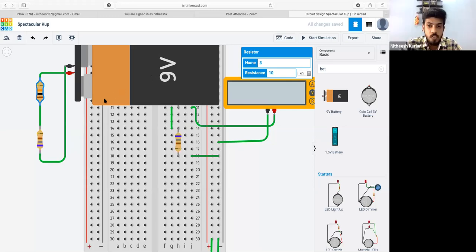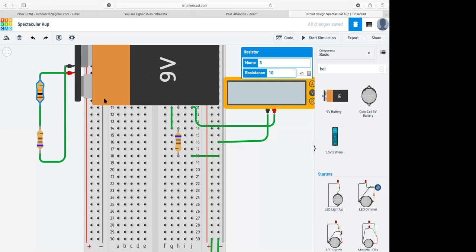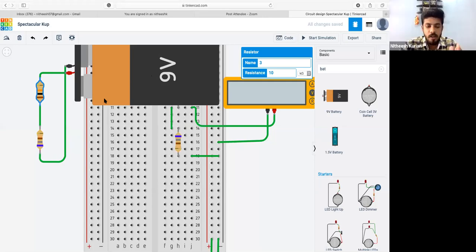Total resistance is 10 kilo ohm plus 680 ohm. Once you find the total resistance, you already know the total voltage, so you can find out the current easily, right? Can you find out the current flowing through the two resistors?